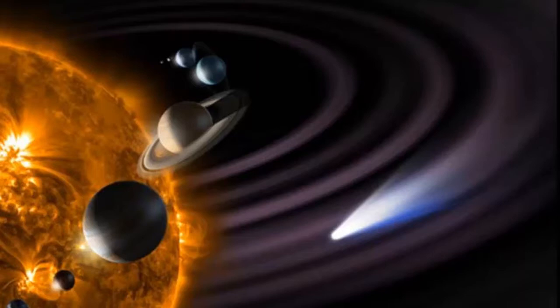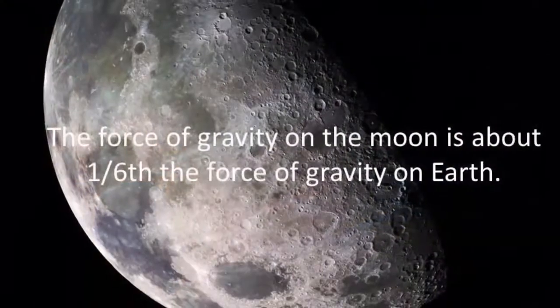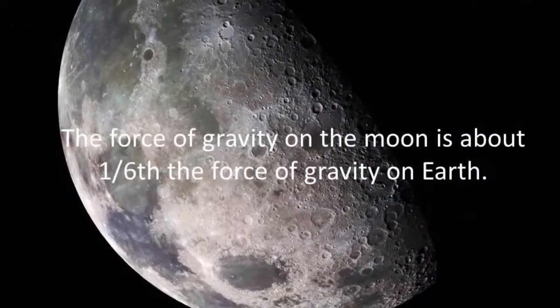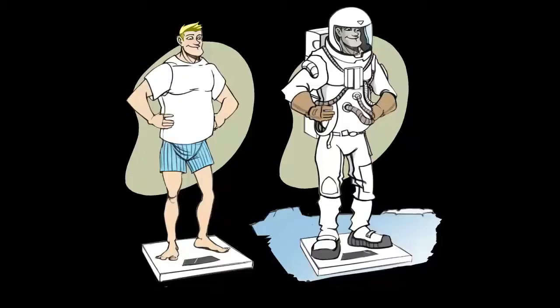By knowing the mass and radius of a planet, we can calculate its surface gravity. The force of gravity on the moon is about 1/6 of the force of gravity on Earth. Therefore, a person who weighs 200 pounds on Earth would weigh 33 1/3 pounds on the moon.